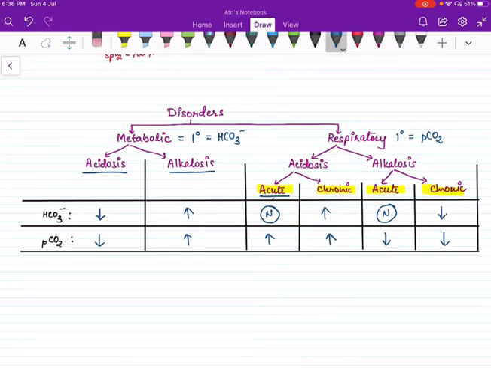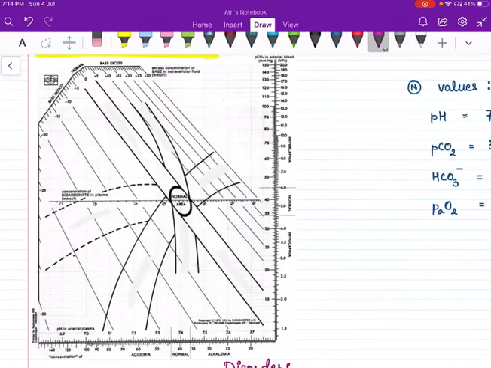So this is basically an overview of metabolic and respiratory acid-base disorders. So now coming back to our Siggaard-Andersen nomogram, if we take a closer look, here we have PCO2 in arterial blood. The normal value is between 35 and 45. Here we have pH in arterial plasma. The normal value is between 7.35 and 7.45. And here we have bicarbonate concentration in plasma. The normal value is between 22 to 26. If all these values are normal, we get a central normal area in our chart.